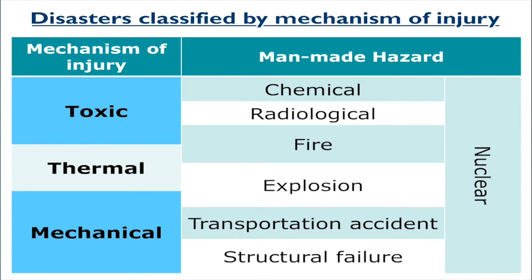I also want to point out with this particular table that nuclear disasters, a detonation of a nuclear bomb, for example, will span the entire realm here of toxic, thermal, and mechanical styles of injuries. And so we can see that is a man-made hazard that causes multiple types of injuries, multiple mechanisms.